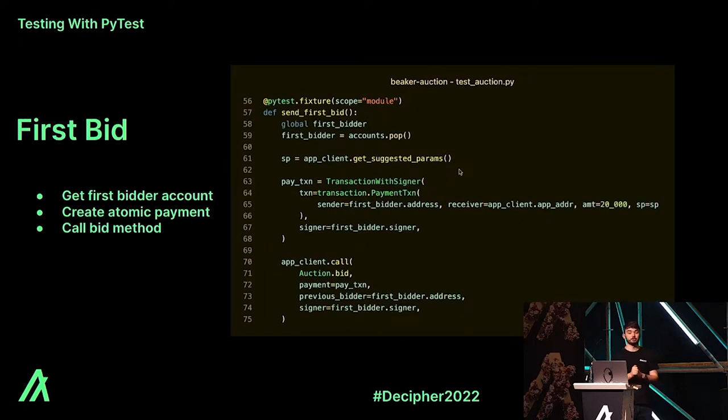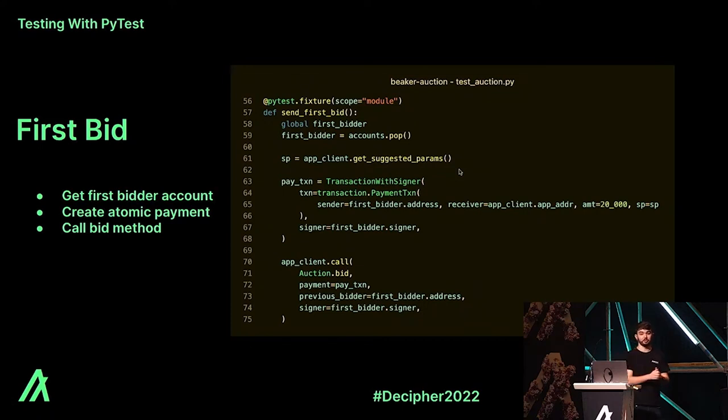And now we have a fixture for sending two different bids, because the logic is a little bit different for both of them. We want to make sure we have complete code coverage. So here, for a fixture for our first bid, we're popping an account off the array to signify the first bidder. We're getting our suggested parameters from the application client. We are creating a pay transaction, which will be the actual bid.